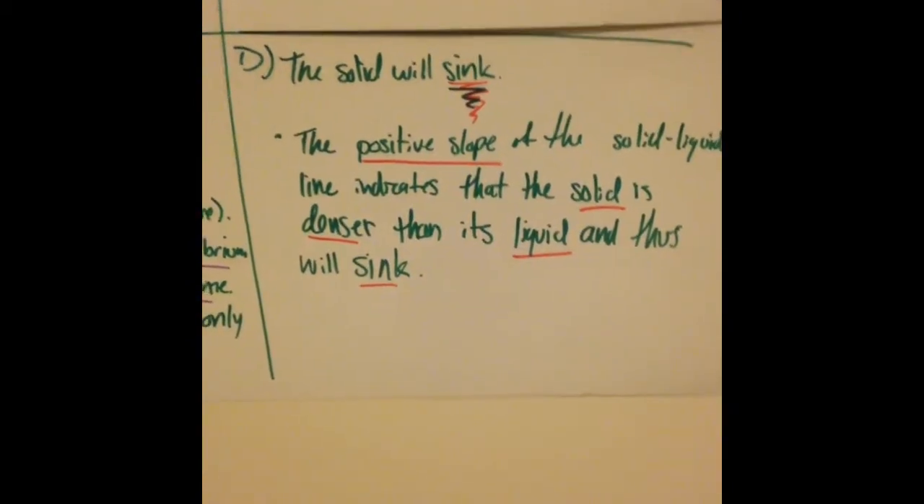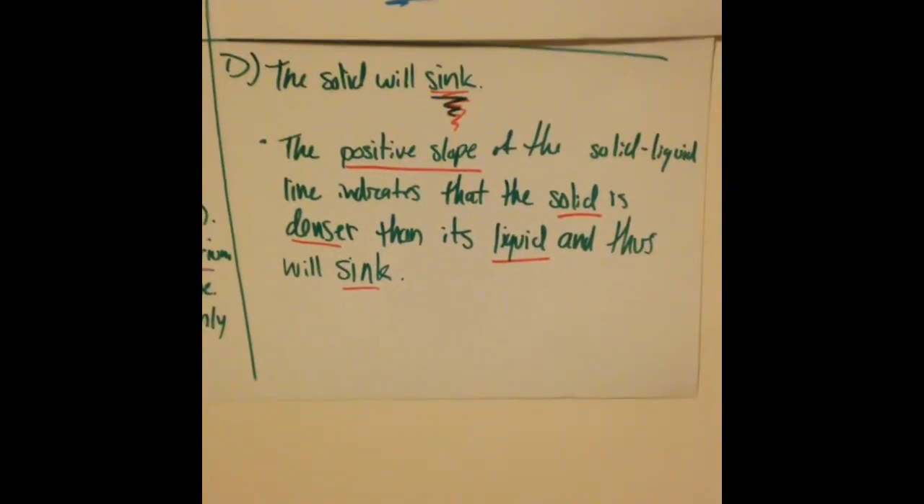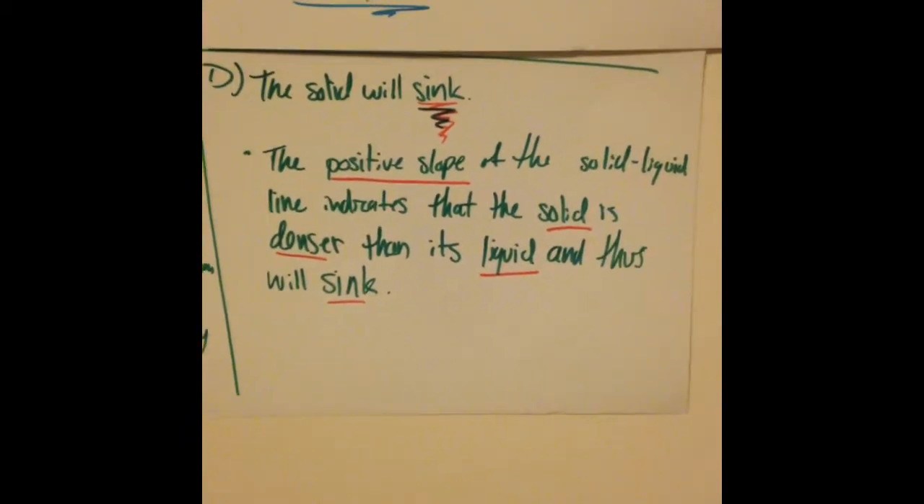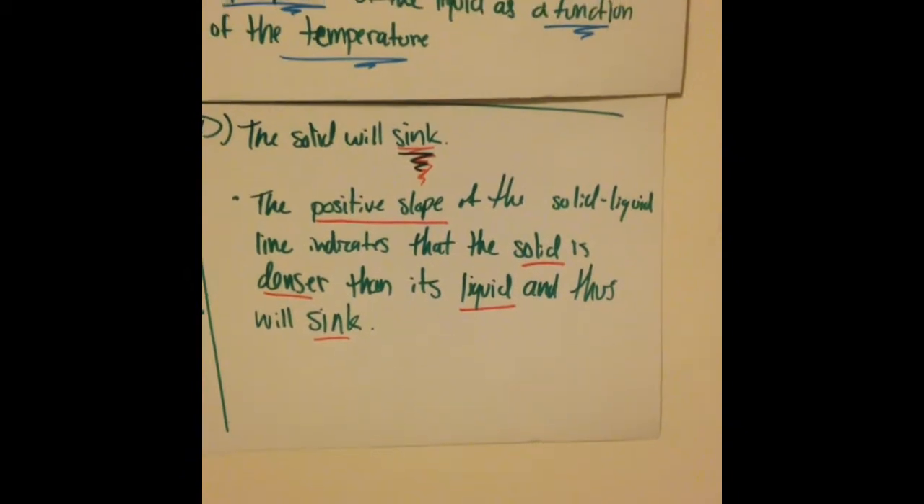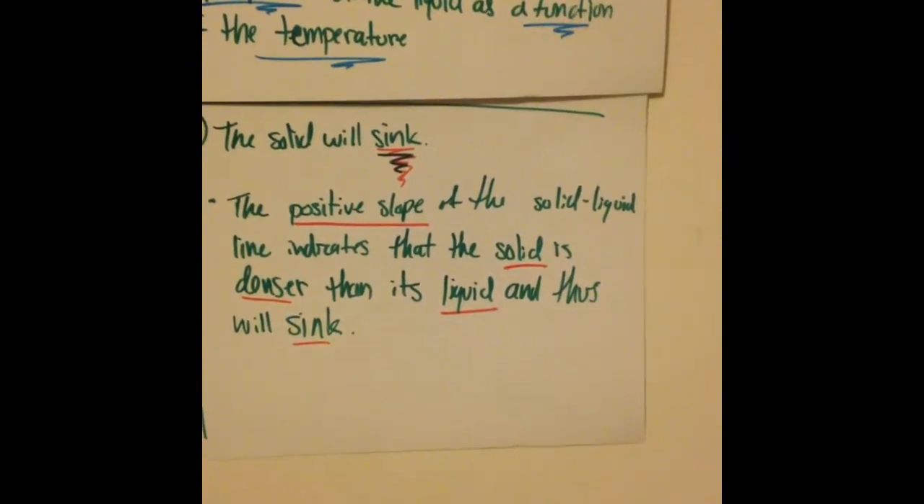Finally, part D. The solid will sink. The positive slope indicates that the solid is denser than the liquid, and thus it will sink in a solid liquid mixture of the substance.